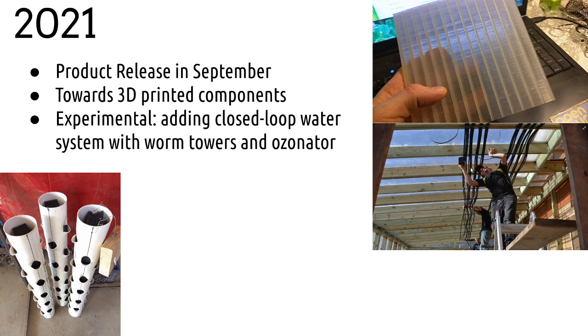That's a lot of good work that we're working on. And some of the other, we will also include some experimental aspects building on what we already have done with the greenhouse, such as going towards closed loop water systems with worm towers, ozonators, and biological wastewater reclamation. So I'll talk a little bit about it.